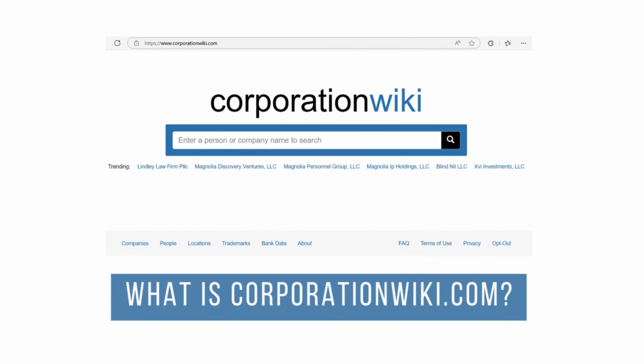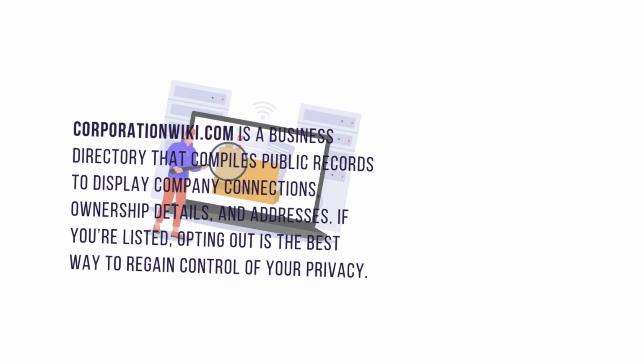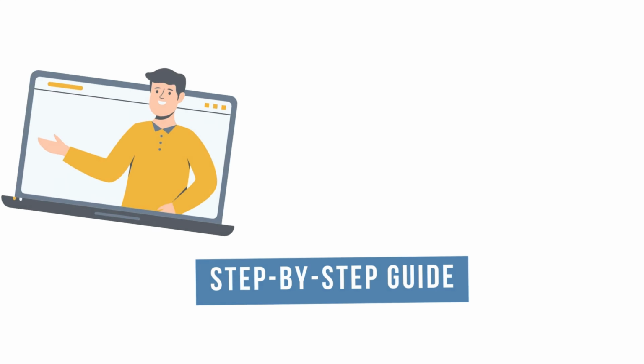What is CorporationWiki.com? CorporationWiki.com is a business directory that compiles public records to display company connections, ownership details, and addresses. If you're listed, opting out is the best way to regain control of your privacy. Follow these steps to remove your information from CorporationWiki.com.